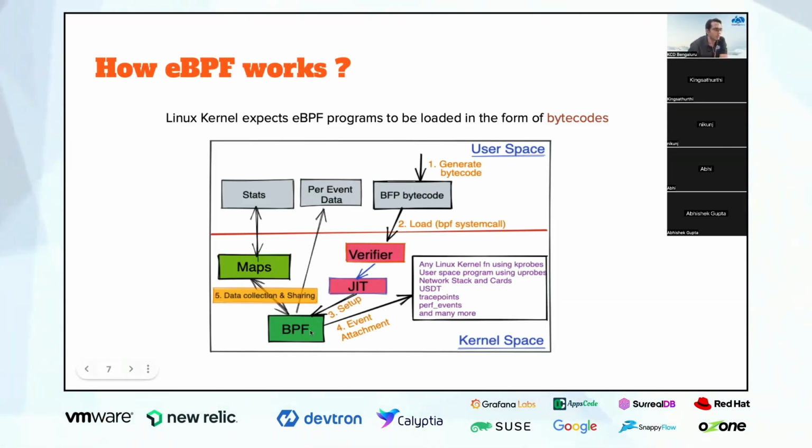And then whatever the event you have mentioned, right? Let's say you said, okay, I want to attach the function on a kernel or user space function, or on a network stack, or on any trace points. So there are events you mention, so that you want that bytecode to be attached to a given function or user space program and so on. And now whenever that particular thing is being called, you basically do the data collection part of it.